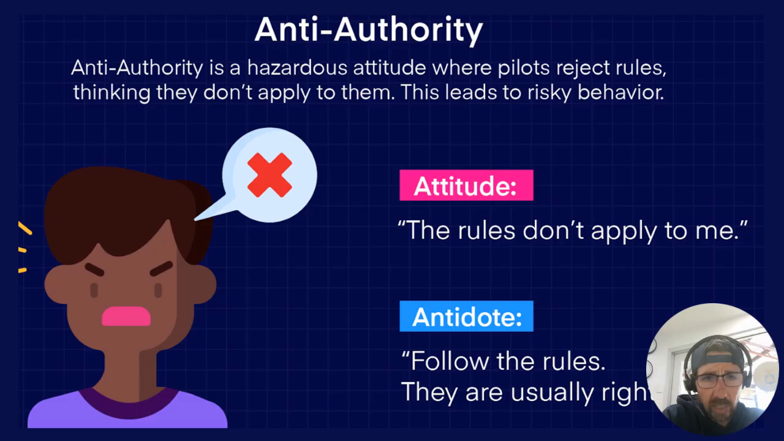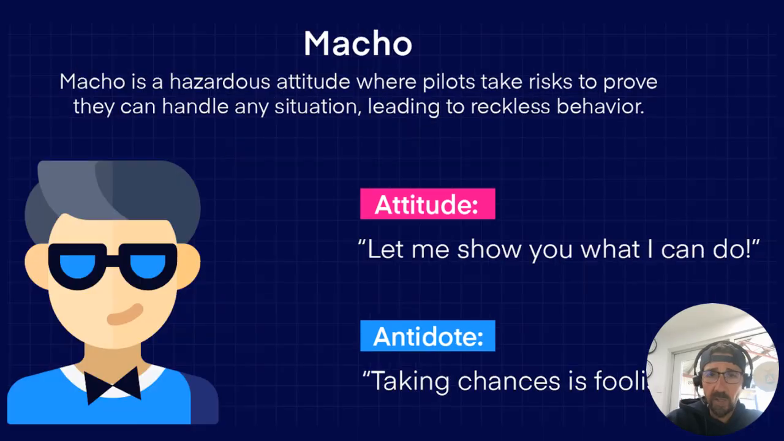The antidote to this, how do you fix it? Follow the rules. They're probably there for a reason. And that's usually true. The rules are usually there because something has happened in the past. And so you have that anti-authority. Macho, you have that macho attitude. Let me show you what I can do.